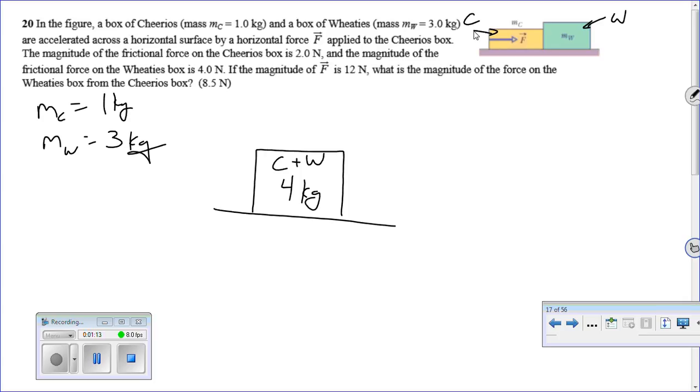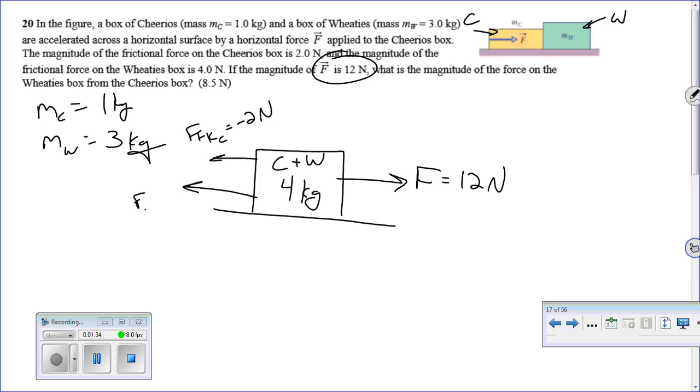And I see 4 different forces that are acting on this thing. There's our applied force F. That's 12 newtons, right? And then there are 2 frictional forces. There's going to be a force of kinetic friction from the Cheerios, slowing the system down, and then an additional force of kinetic friction of -4 newtons on the Wheaties. Okay? So I think those are all of the forces that are going to affect the system.